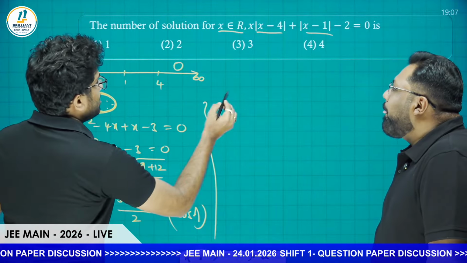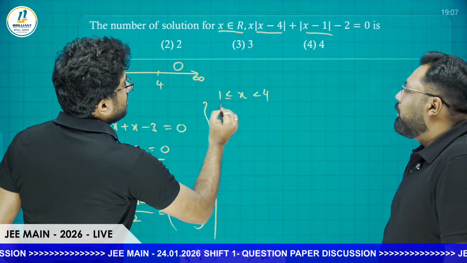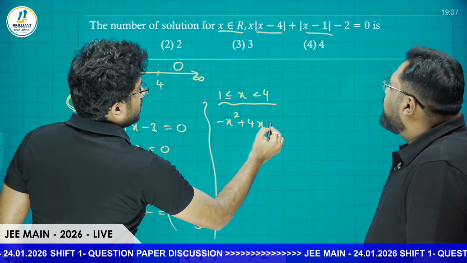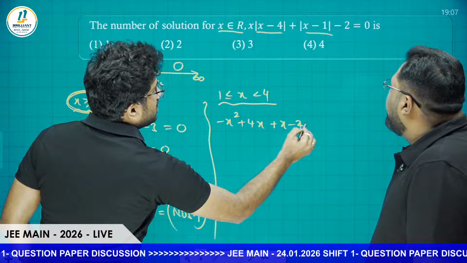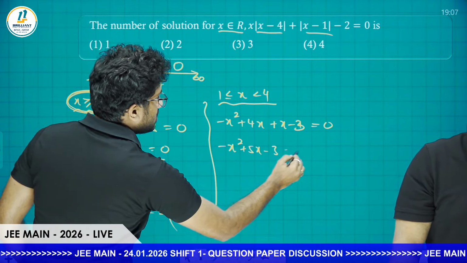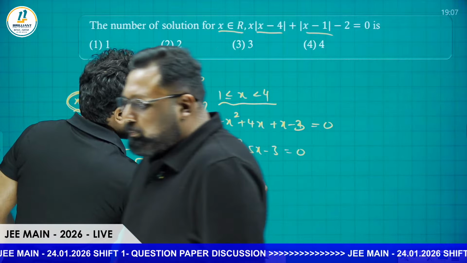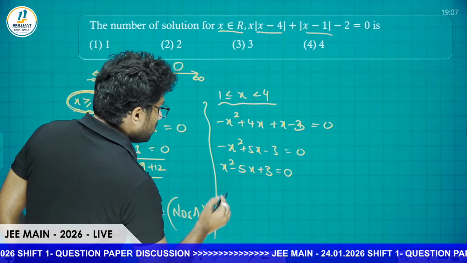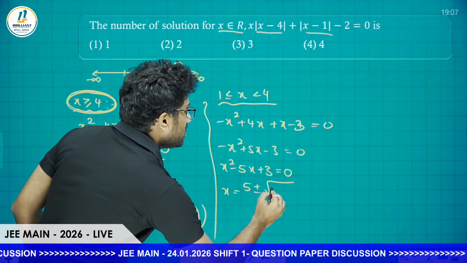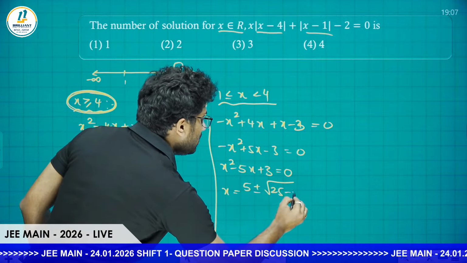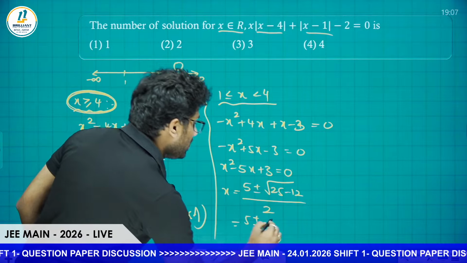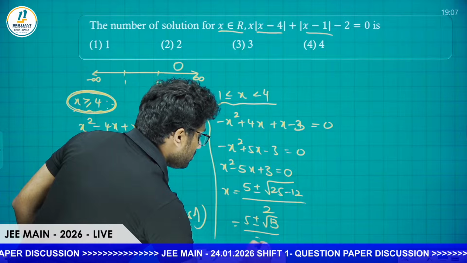Now coming to the second case, that is 1 less than or equal to x less than 4. In this case, this is negative. So that becomes minus x square plus 4x plus x minus 3 is equal to 0. We have minus x square plus 5x minus 3 is equal to 0. X square minus 5x plus 3 is equal to 0. Solving by using the quadratic formula, x equals minus b plus or minus root over b square minus 4ac divided by 2a. So 5 plus or minus root of 25 minus 12, which is root 13, divided by 2.